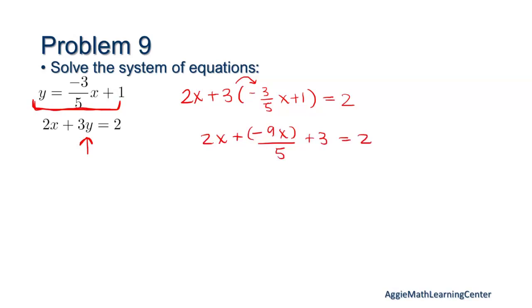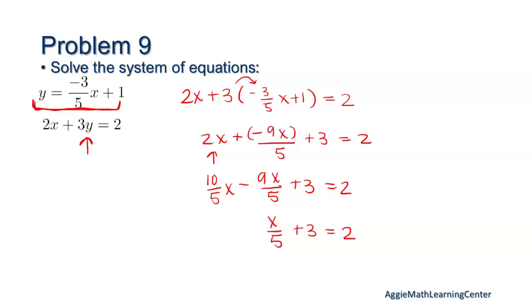equals 2. Okay, so now I'm going to combine my x terms. I'm going to get a common denominator, so I'm going to get 10. So this turns into 10 over 5x minus 9x over 5 plus 3 equals 2. Now that's just x over 5, since 10 minus 9 is 1, plus 3 equals 2.